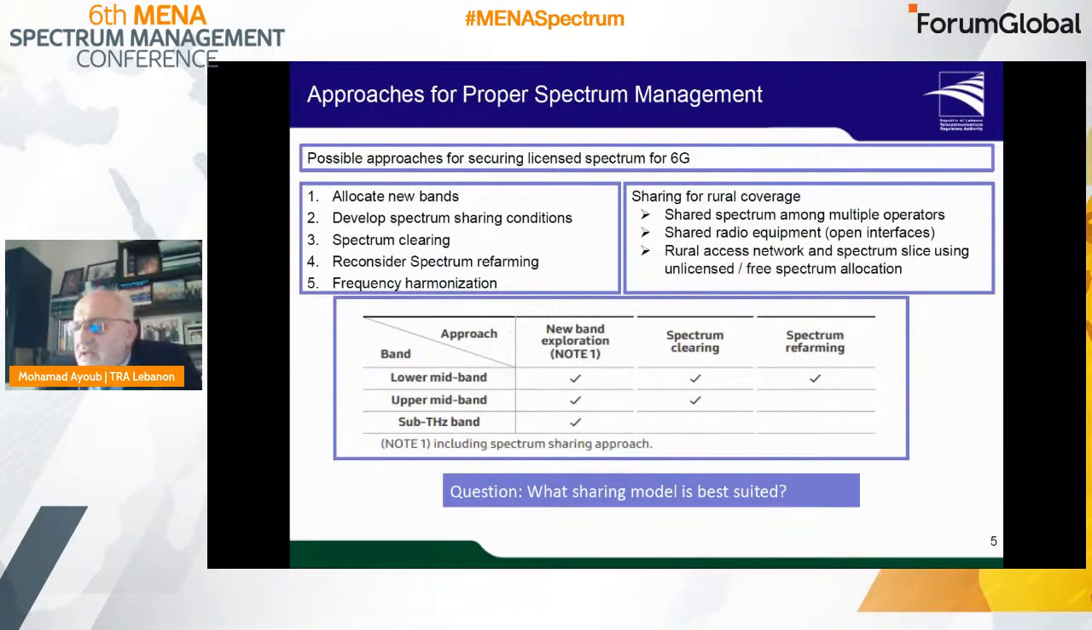So, what are the approaches for proper spectrum management? Possible approaches for securing licensed spectrum for 6G: we need to allocate new bands, develop spectrum sharing conditions, spectrum clearing, reconsider spectrum refarming, and spectrum frequency harmonization. Here in the table, we see possible scenarios that have to be considered in managing spectrum on the different bands. But the question here is, what sharing model is best suited? And this is very important.